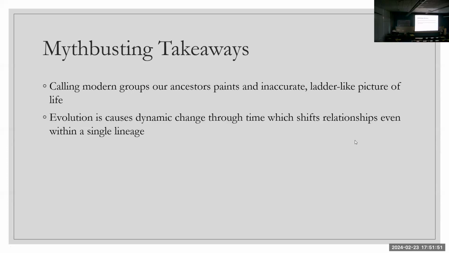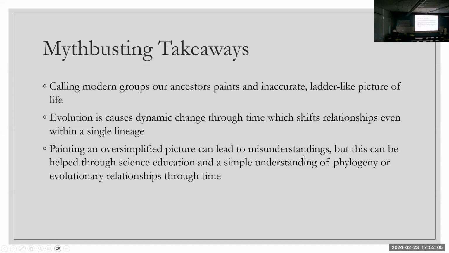And so the snapshot of what the Earth looks like now and the relationships between organisms that we have now wouldn't be the same snapshot that you would have had 100 million years ago or 200 million years ago. And sometimes painting this oversimplified picture can lead to misunderstandings. But I think having that small amount of education on how phylogenies work that I showed you really helps in understanding how evolution progresses through time. Okay. All right, thank you.